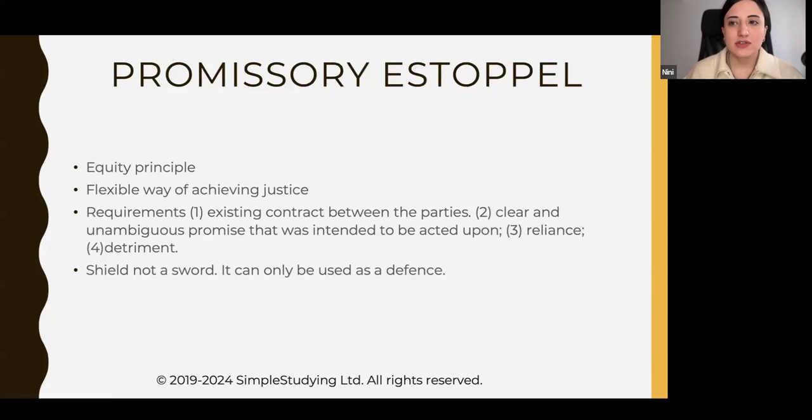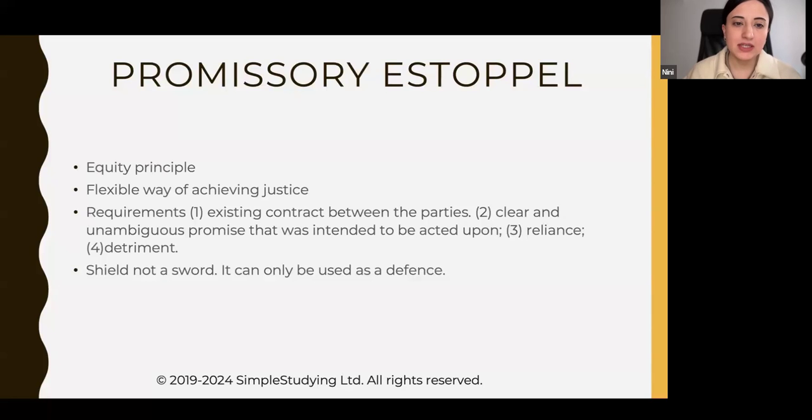Finally, you should revise promissory estoppel. This is an equity principle and a flexible way of achieving justice. In what kind of circumstances does promissory estoppel come in? So imagine you have a contract, but there is no consideration because there is no exchange of anything of value. If consideration fails in certain circumstances, promissory estoppel can save the contract. Promissory estoppel can still enforce the contract, even in the absence of consideration.